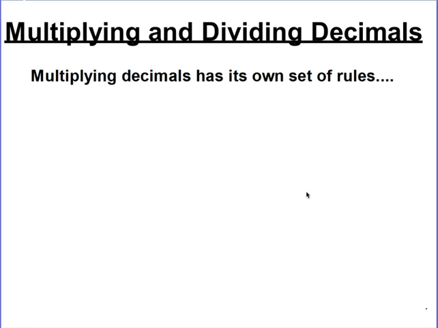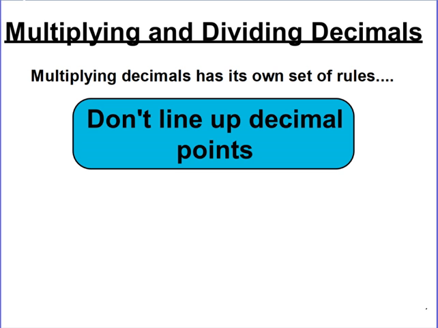All right, so now let's talk about the actual rules for multiplying decimals. Multiplying decimals has its own set of rules that are different from adding, different from subtracting, and different from dividing. The first rule is that you do not need to line up your decimal points. If you line them up, you can still get the correct answer, but you're creating extra work for yourself that you don't need to do. You'll have a lot of zeros in your problem that don't need to be there. So do not line up your decimal points.